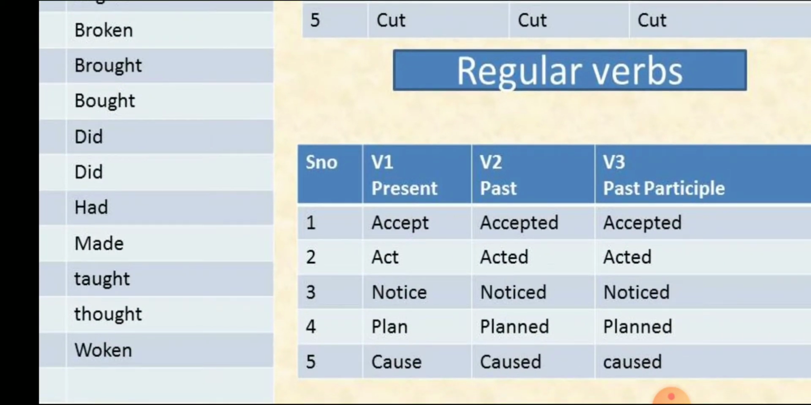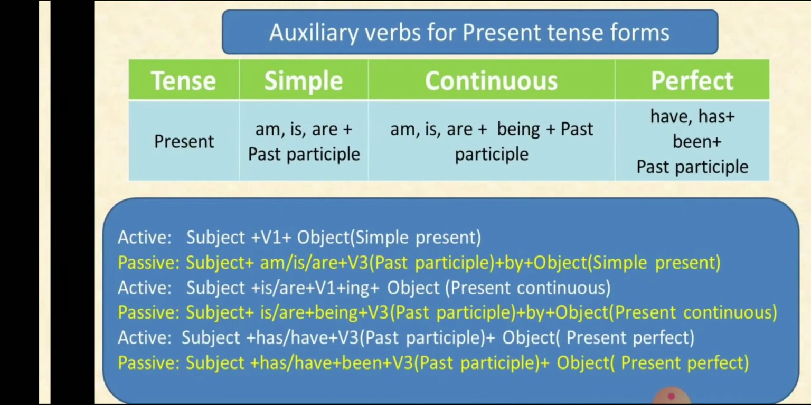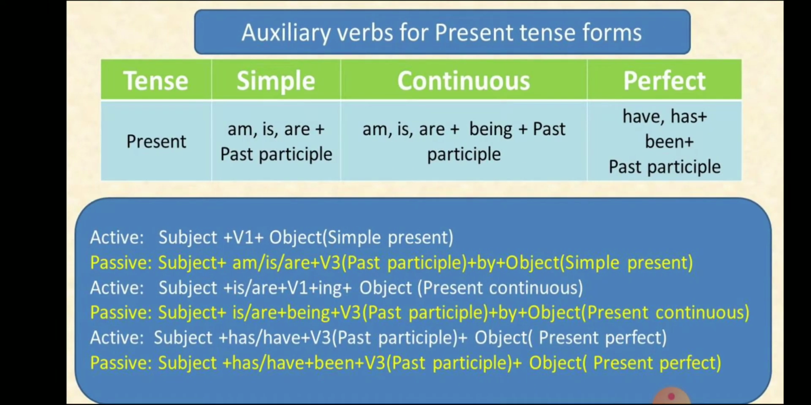Regular verbs always end with ed in V2 and V3 form. Accept, accepted. Act, acted. Notice, noticed. Plan, planned. Cause, caused. So, let us see how to change from active to passive for simple present tense, present continuous and present perfect.